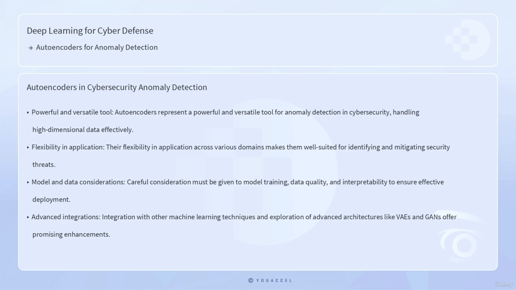In conclusion, autoencoders represent a powerful and versatile tool for anomaly detection in cybersecurity. Their ability to handle high-dimensional data, coupled with their flexibility in application across various domains, makes them well-suited for identifying and mitigating security threats. However, careful consideration must be given to model training, data quality, and interpretability to ensure effective deployment. The integration of autoencoders with other machine learning techniques and the exploration of advanced architectures such as VAEs and GANs offer promising directions for further enhancing their capabilities.